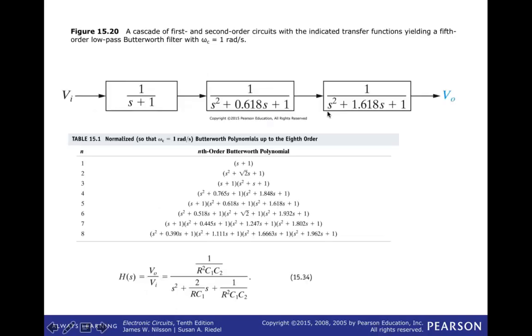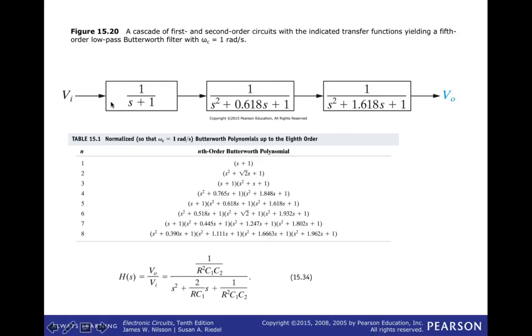So the best way to talk about this is to look at an example. In this example, this is a 5th order Butterworth filter because if you come down here to n equals 5, here's your first stage, your second stage, and your third stage. And remember, this is the denominator. So I can actually implement that by cascading 3 filters.